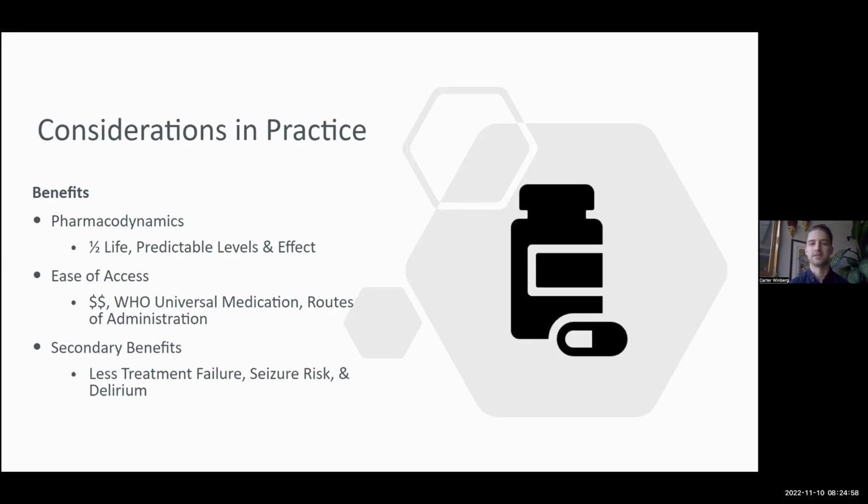Then there's a question of whether there will be secondary benefits of using phenobarbital, where we know that there are going to be benzodiazepine treatment failures. We would not expect that with our phenobarbital patients. And theoretically, though this hasn't been documented in many major studies, we would expect to see a lower seizure risk, as well as trying to avoid the paradoxical agitation and delirium we sometimes see in the aftermath of significant benzodiazepine use.